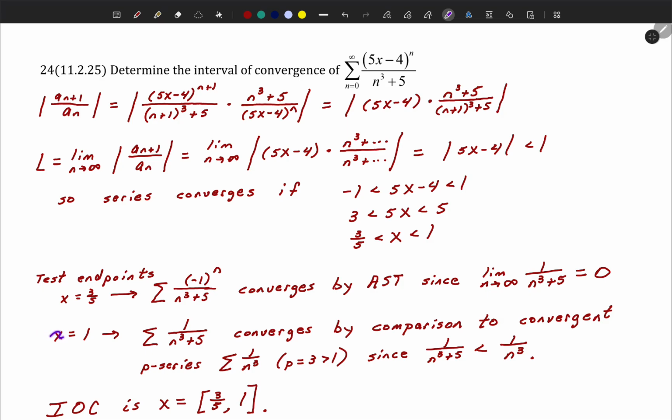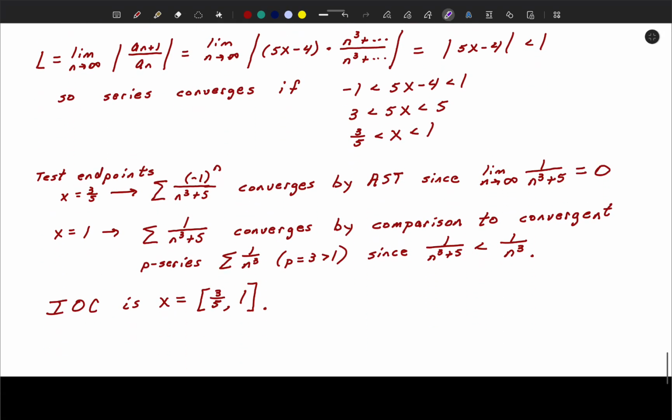When I try to let x equal 1, if you plugged 1 into the original function, you'd have 5 times 1 minus 4 to the n. Well, that's just going to be 5 minus 4. That's 1 to the n. 1 to the n is just 1. So my numerator here, you'll notice I just put a 1. There's no reason to put 1 to the n. 1 is always 1, no matter what power you raise it to. So I have 1 over n cubed plus 5.